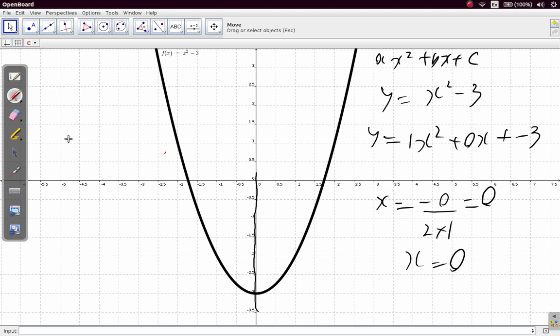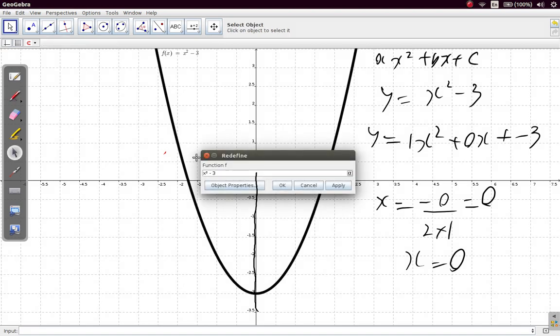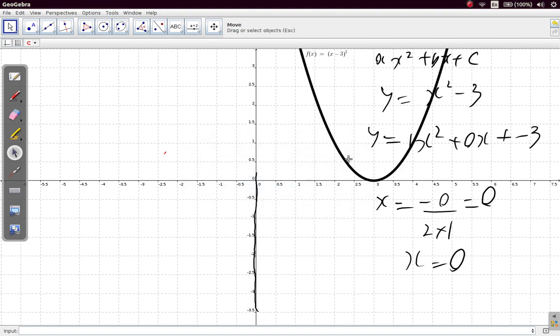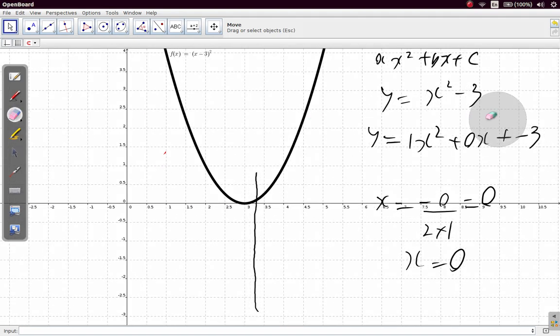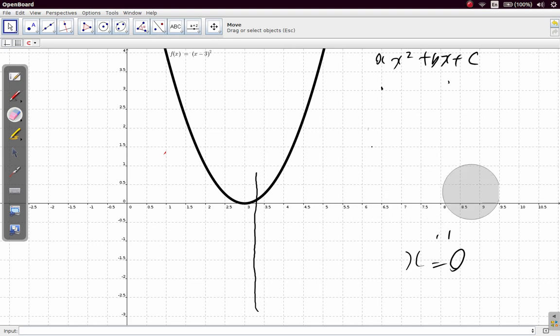Let's make some more modifications to this graph, and we get a different graph. Let us make it x minus 3, close bracket, squared. We have a new graph now. Let's erase all of this that we have here. And this is our new graph.